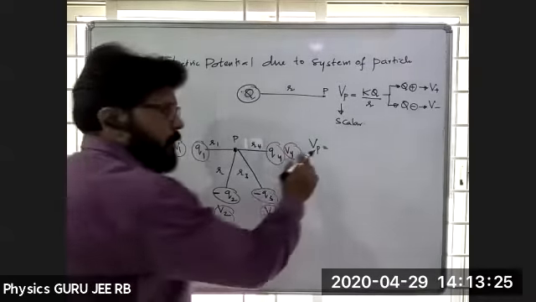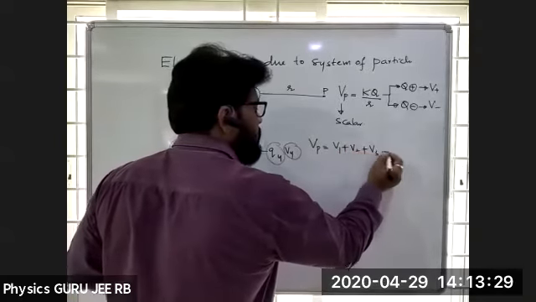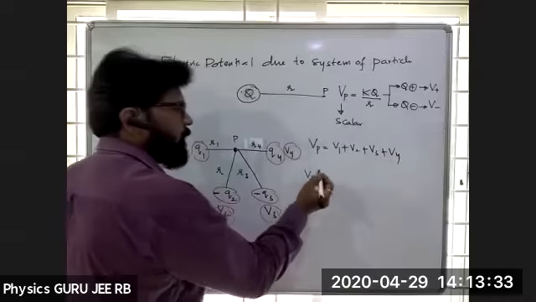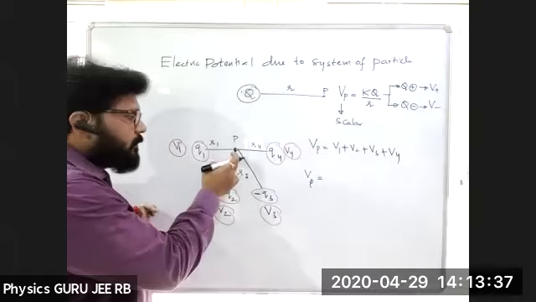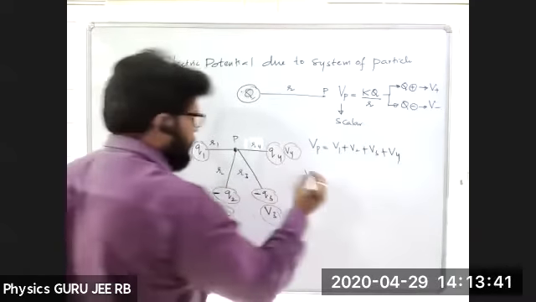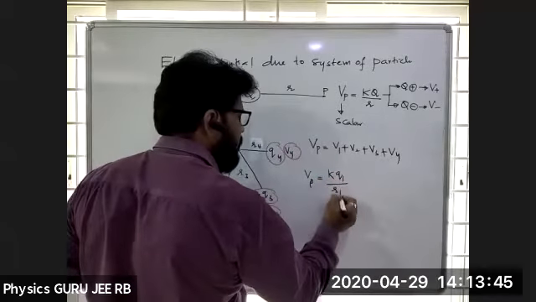So V at point P can be written as V1 plus V2 plus V3 plus V4. Just now I told that at this particular point P, V1 is the potential at point P due to Q1 at a distance of R1. So I can write now KQ1 divided by R1. Am I right?